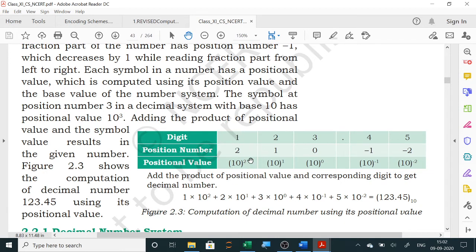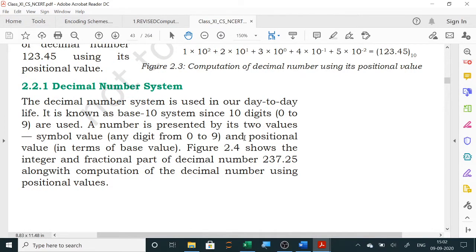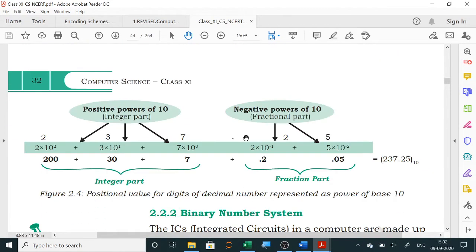So here it is very easy to find out. 1 into 10 to the power 2 is 100, then 2 into 10 to the power 1 is 20, 3 into 10 to the power 0 is 3. So it is 123. Same way here, minus 1, minus 2, minus 3 and so on. So 10 to the power minus 1 is 1 upon 10, which is 0.1. So here into 4 will be 0.4, and this will be 1 upon 100 meaning 0.01, into 5 will be 0.05. So when you add it, you will get 123.45. So this is your decimal number system, where base is 10 and the digits 0 to 9 we are using.